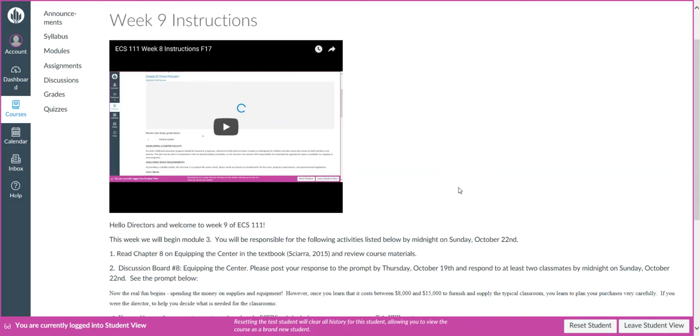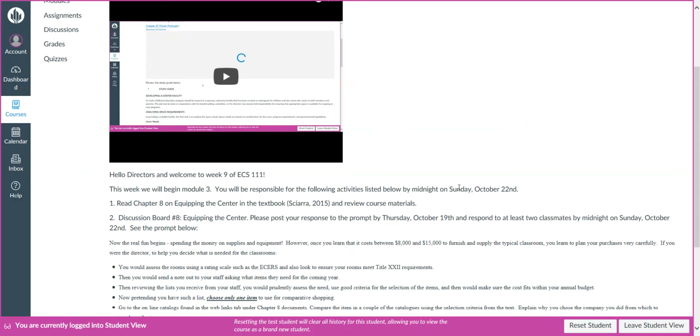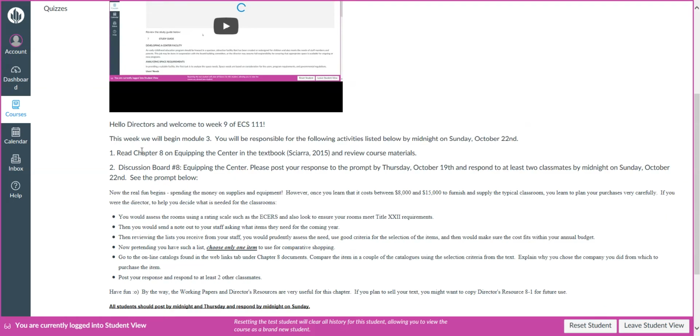The next thing we're going to look at is what we're doing for week 9. Like I said, we're starting module 3. You're going to be looking at chapter 8 in your textbook, which is equipping the center. I think you're going to have a lot of fun with this one. Who loves to spend money? I sure do, or at least think I'm going to spend money. Your discussion board number 8 is on the same topic.